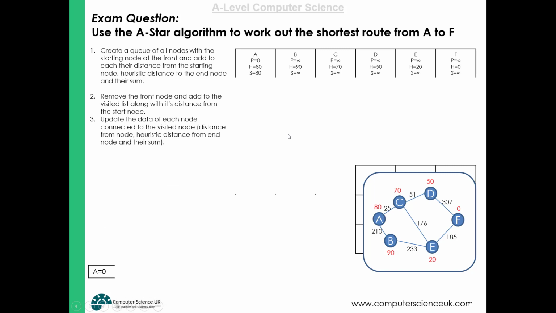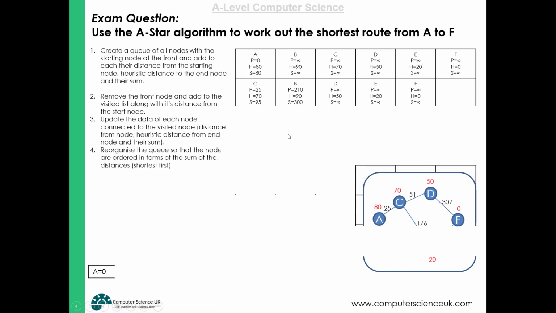So what we do is we update our list, and you can see here that we've updated C with the actual distance from A to be 25, the heuristic distance from C to the end, F, being 70, and the sum of those two things is 95. When we update B, the actual distance from A to B is 210, the heuristic distance from B to the end is 90, we add them together to get the sum of 300.